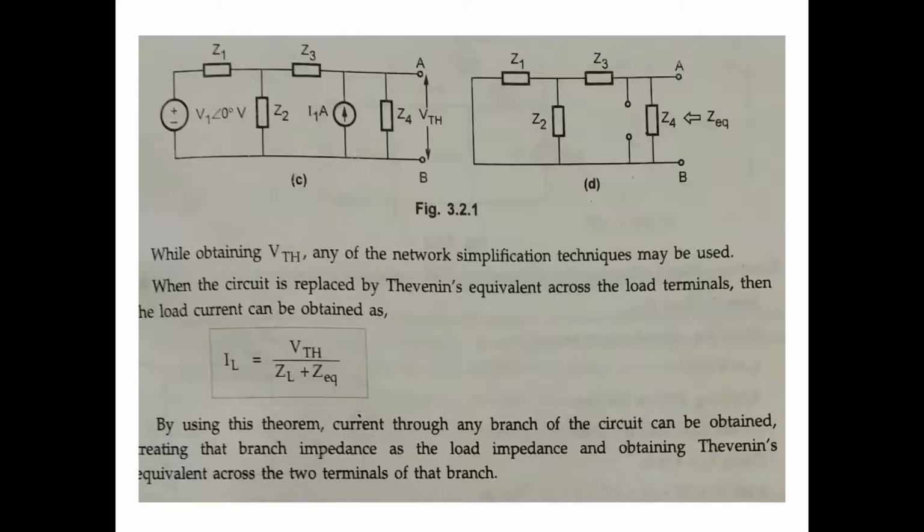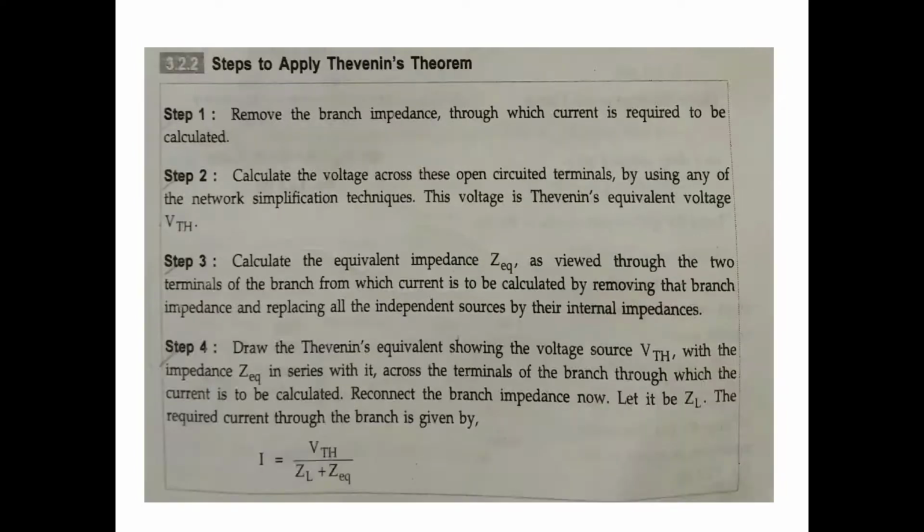By using this theorem, the current through any branch of the circuit can be obtained. Treating that branch impedance as the load impedance, obtain Thevenin's equivalent across the two terminals of the branch. What are the steps to apply Thevenin's theorem? First step, remove the branch impedance through which the current is required to be calculated.